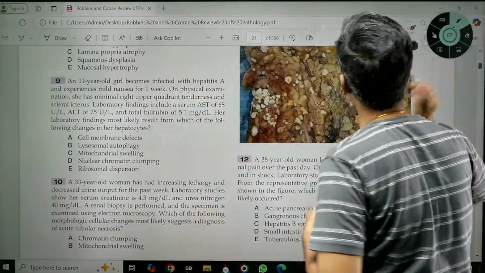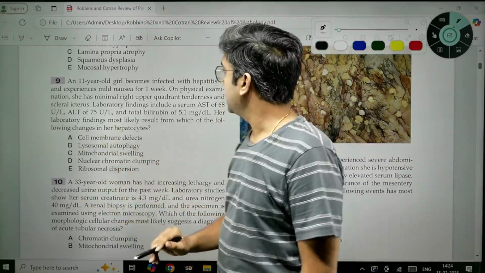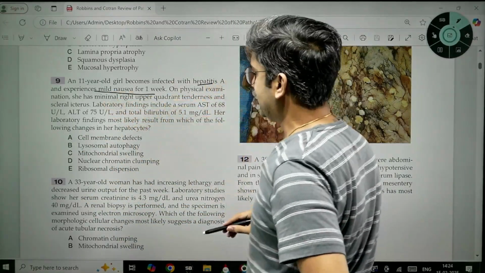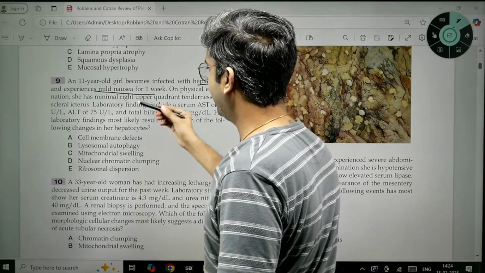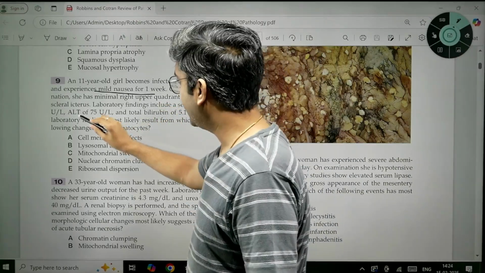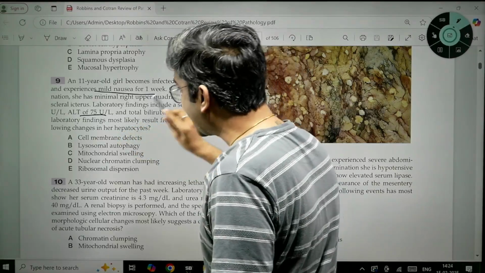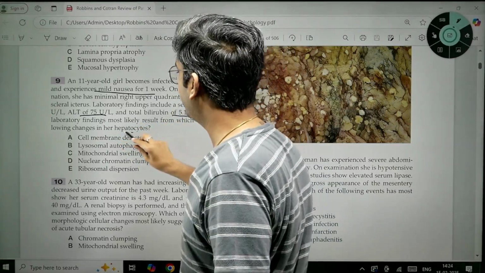Okay, let's start. An 11-year-old girl became infected with hepatitis A. Mild nausea for 1 week. On physical examination, she showed mild upper quadrant pain and tenderness. Lab values: AST is elevated, ALT is elevated, bilirubin is also elevated. Which of the following is the most likely reason for the change in the hepatocyte?